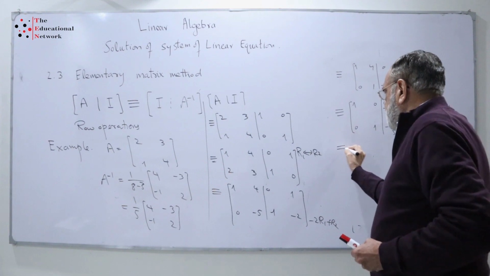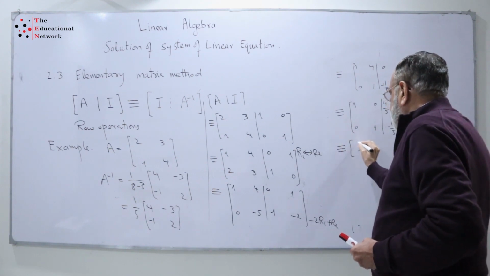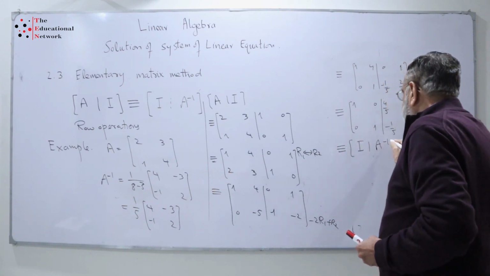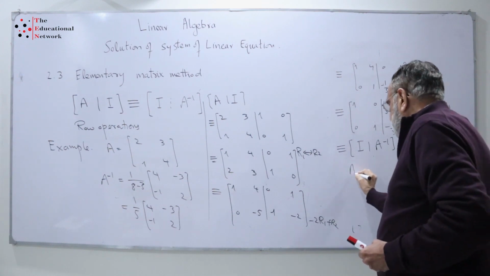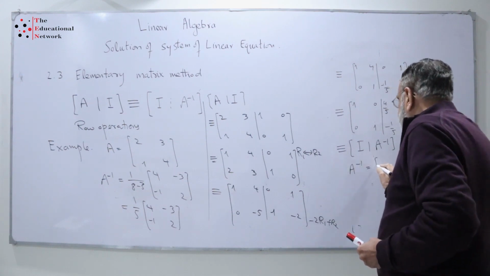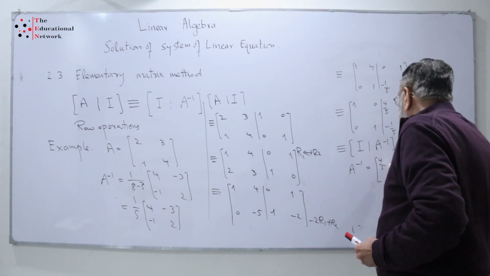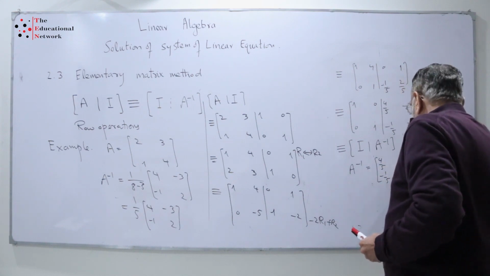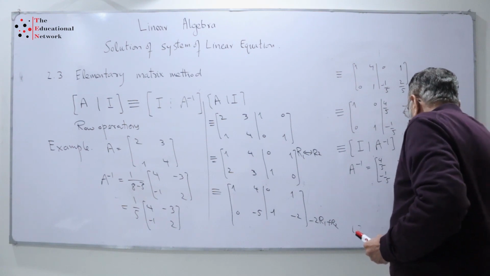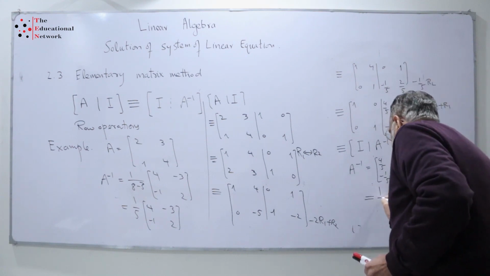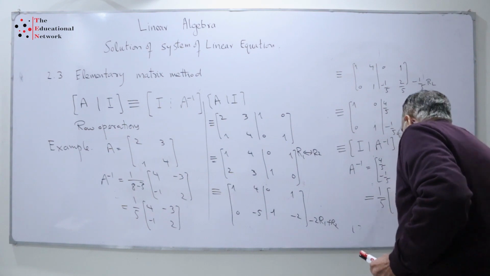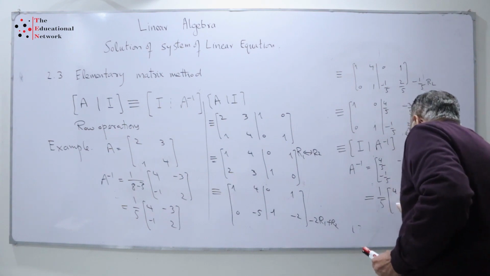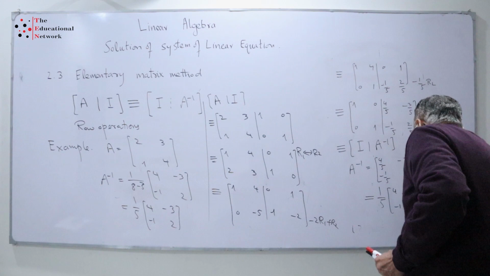What I'll get? I get this one as I. So this will be my A inverse. So it's my A inverse. My A inverse is 4 over 5, minus 3 over 5, minus 1 over 5 and 2 over 5. I take 1 by 5 common. I take it out. I get here 1 by 5 out. I get here 4 minus 3 minus 1 and 2.